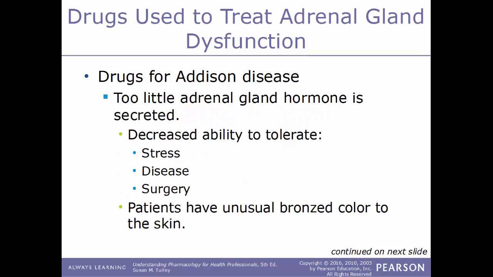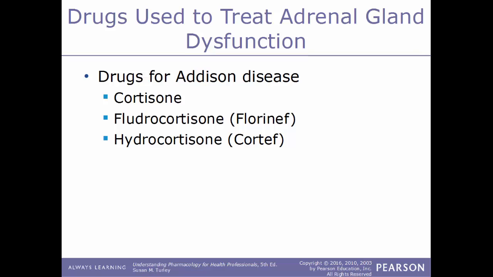When there's too little adrenal gland hormone being secreted, this will decrease your ability to tolerate stress, disease, or surgery, for example. A very common symptom of people who have Addison's is an unusually bronzed color to the skin. So not a tan, but more of a bronzed look. Some drugs that could be used to treat Addison's disease include cortisone, fludrocortisone, also known by the trade name Florinef, and hydrocortisone, also known by the name Cortef.